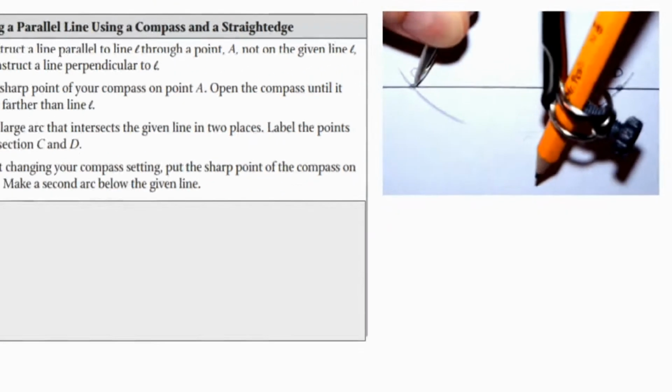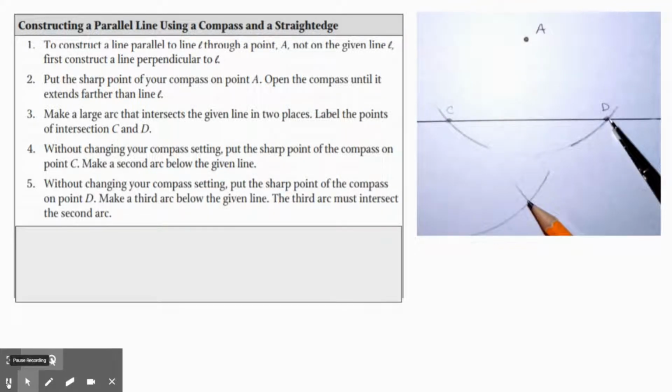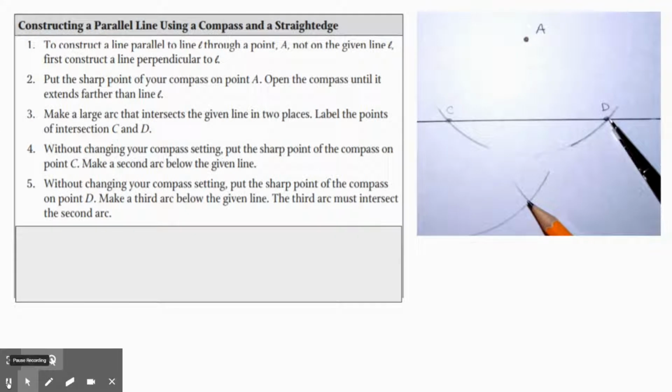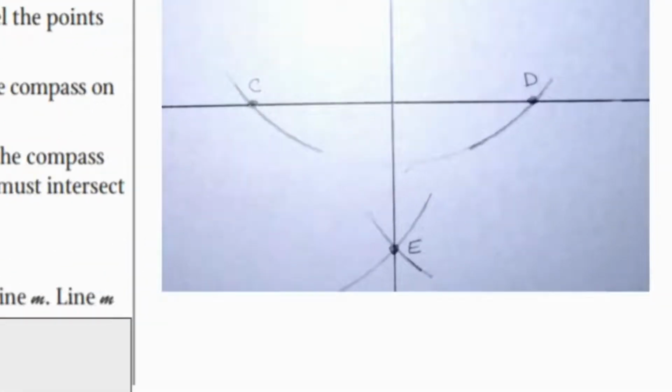Next, you're going to want to put the sharp point on point C, and then again, make sure that the distance of your radius for your compass is set a little bit more than halfway from C to D. Then put the sharp point on D, and you're going to make another arc exactly the same radius. Be careful not to change the size of the radius. Where the two arcs intersect, label it point E, and then you're going to draw a line through A and E.